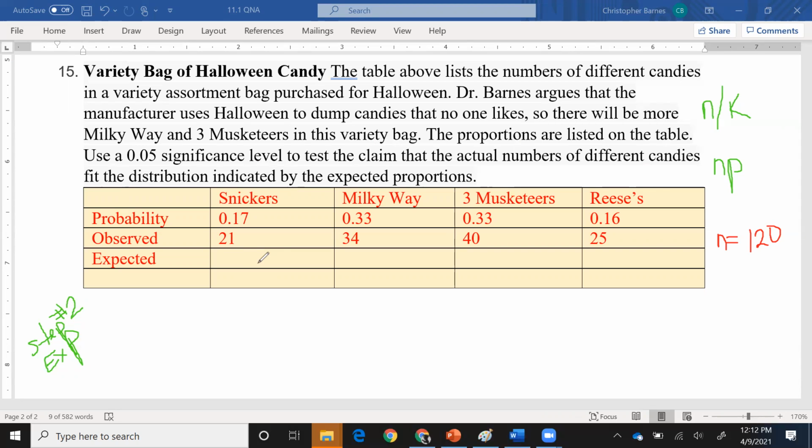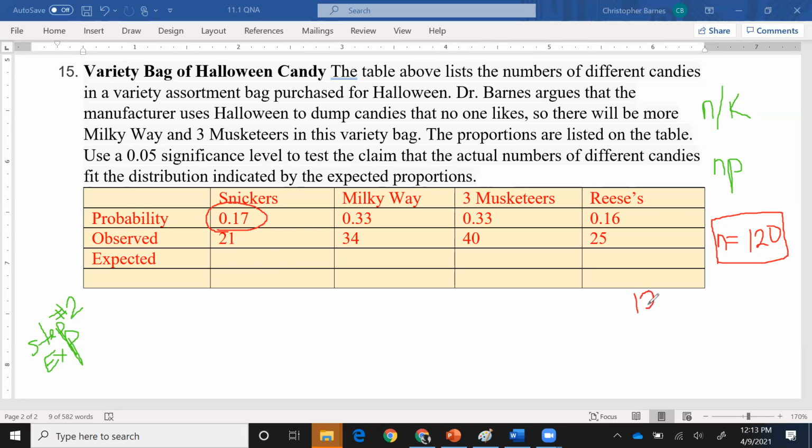It's 120. No, remember, 120 is what's totally in the bag. Now, what's in the bag, we got Snickers candy, Milky Way candy, Three Musketeers, and then Reese's, right? Now, we're predicting that 0.17 probability is going to be Snickers, right? So if there's 120 in the bag, what number would we expect to be in there if 0.17 probability are Snickers? That goes back to right here, N times P.